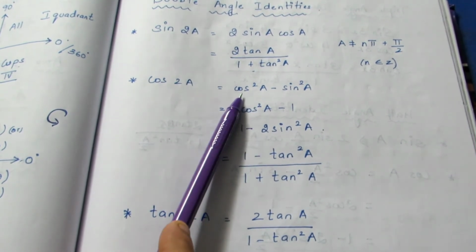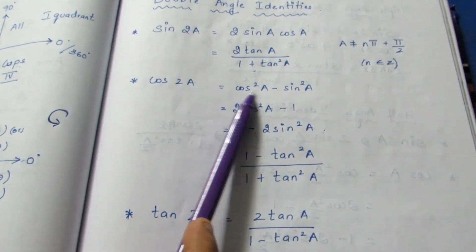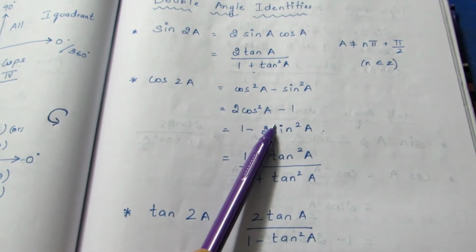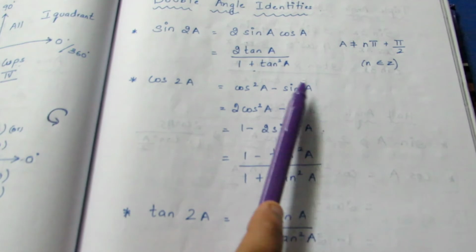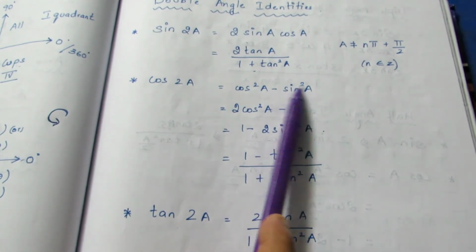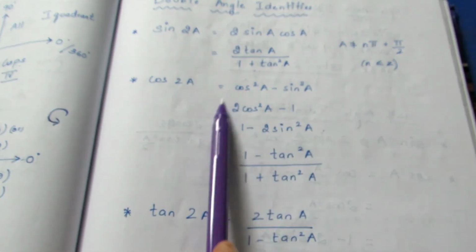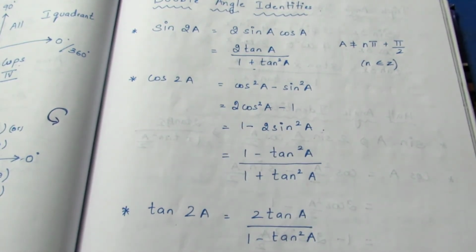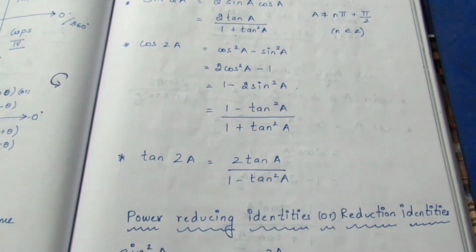Using sin square A equals 1 minus cos square A, if I use 1 minus cos square A instead of sin square, just multiplying the minus sign inside and solving, I get 2 cos square A minus 1. Now we'll move on to the tan 2A.